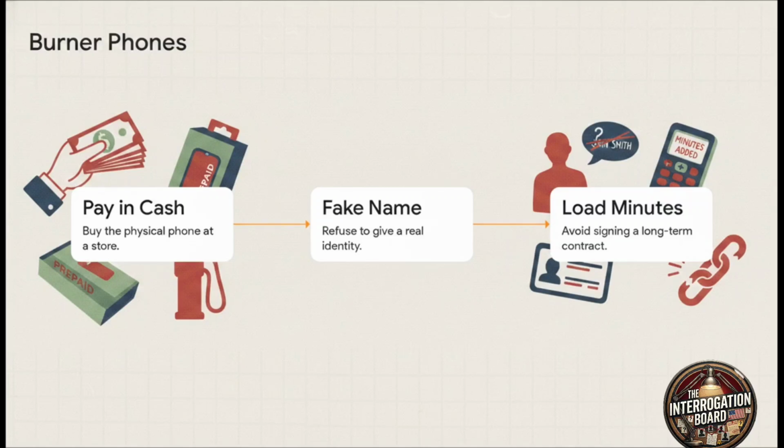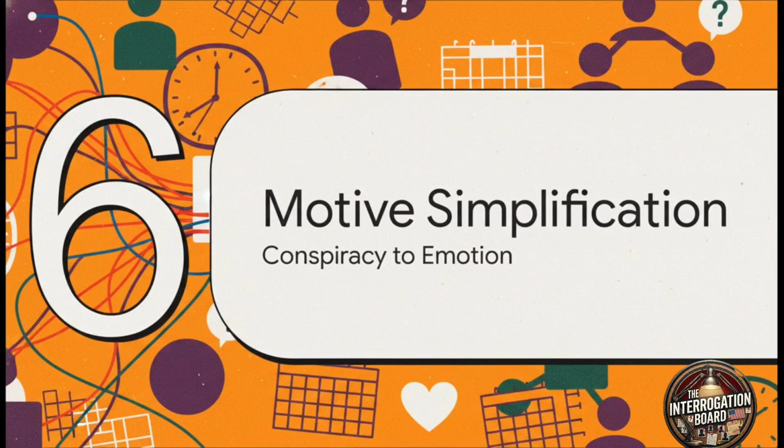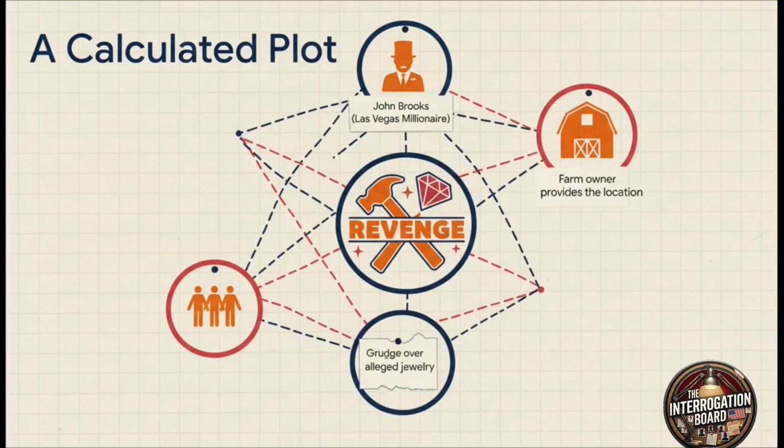It's brilliant. Section 6. Motive and simplification, reducing conspiracy to emotion. Real-world crimes are messy. So how is a sprawling, multi-state conspiracy simplified so an audience can actually digest it? Well, the investigation ultimately clears Megan and Walter, and it leads away from the fake Charlie to a massive, sprawling plot orchestrated by a self-made Las Vegas millionaire named John Brooks.